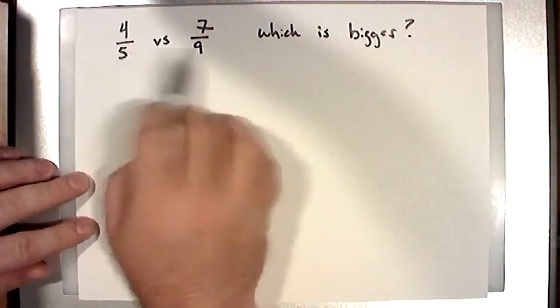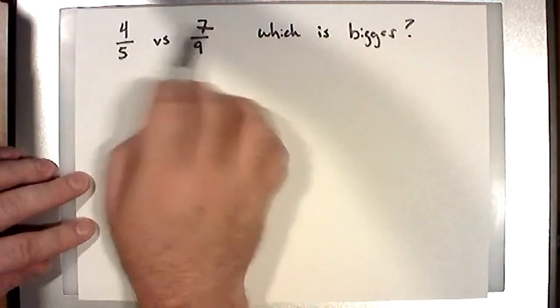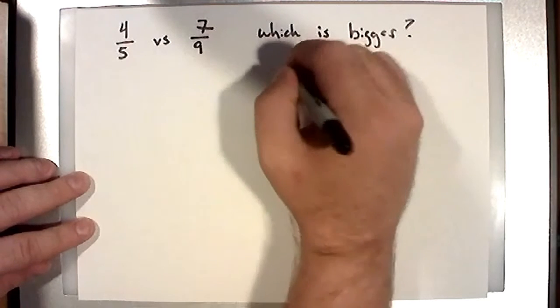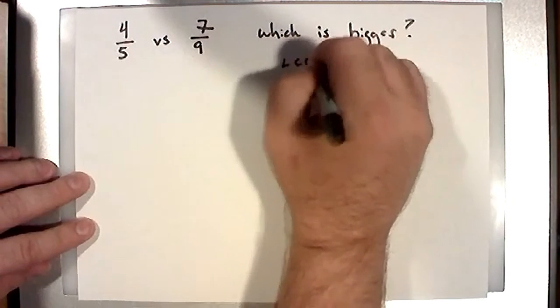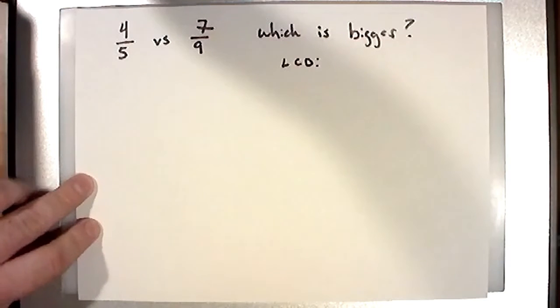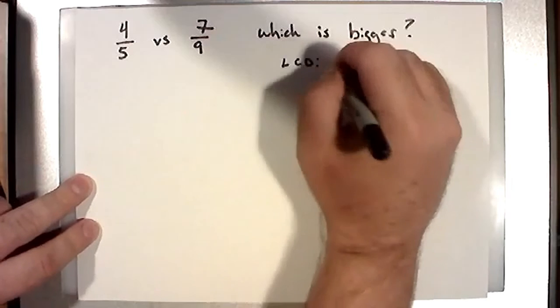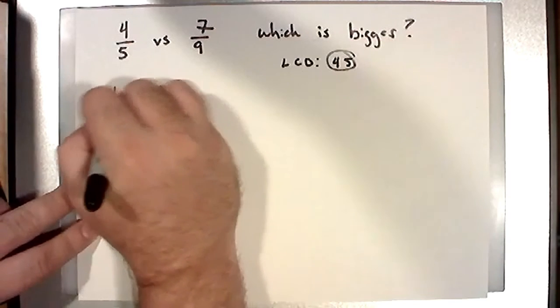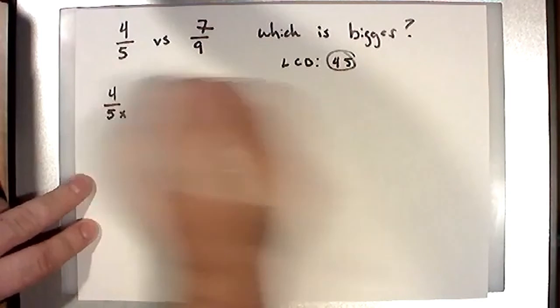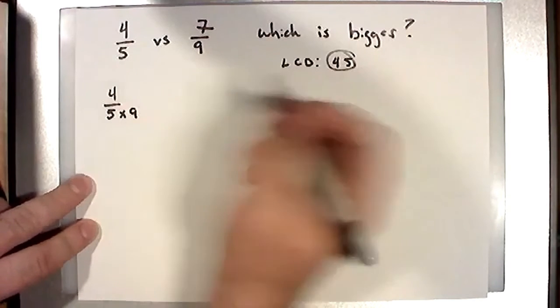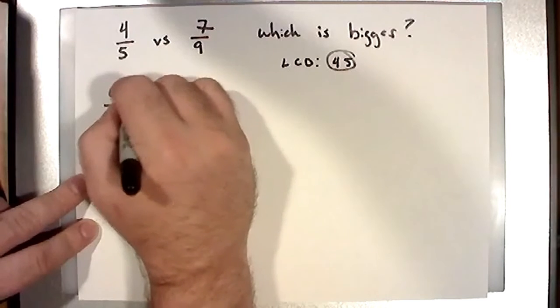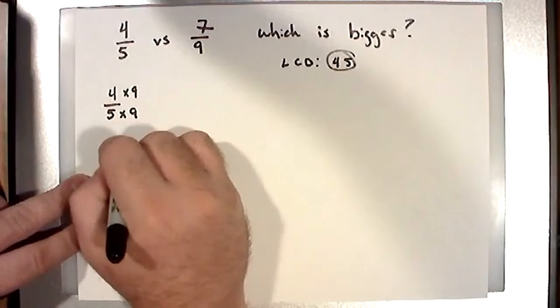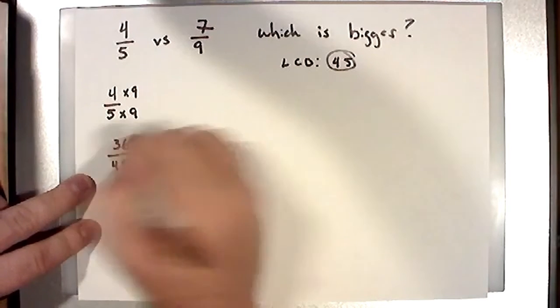If these were both the same denominator, all we'd have to do is say which has more pieces up top, right? So 5 and 9, what would your least common denominator be? And again, it does not have to be the least. The least just means less work. 5 and 9 would be 45, wouldn't it? Okay. So if we have 4/5, I'd want that to be 45 as the denominator, so times 9 on the bottom, same to the top. And that's going to give us 36 over 45.